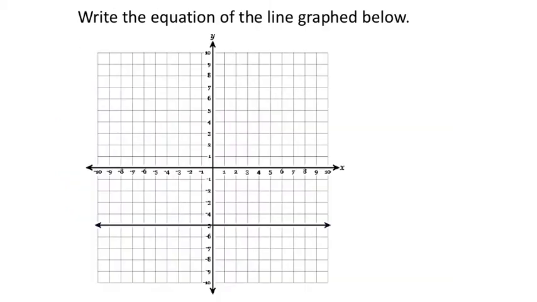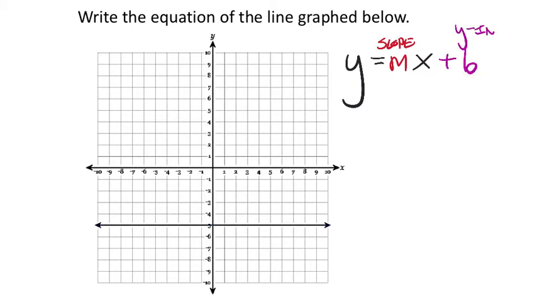So this one's saying write the equation of the line that's graphed below. Okay, that's nice. We know we're going to put this in what we called slope-intercept form. So again, m is our slope. y equals mx plus b, and the b there is our y-intercept.